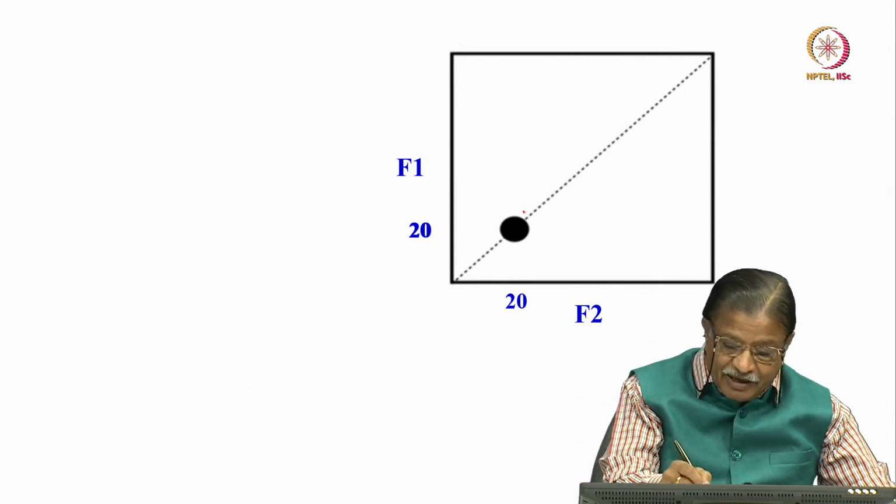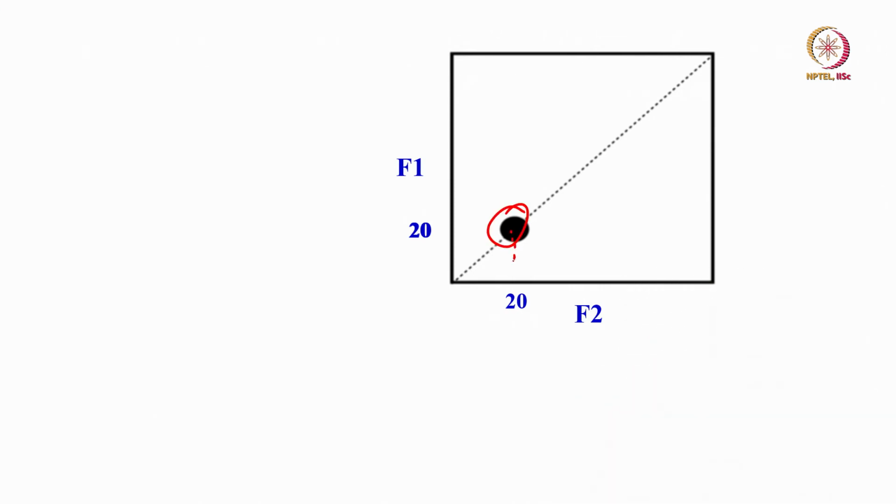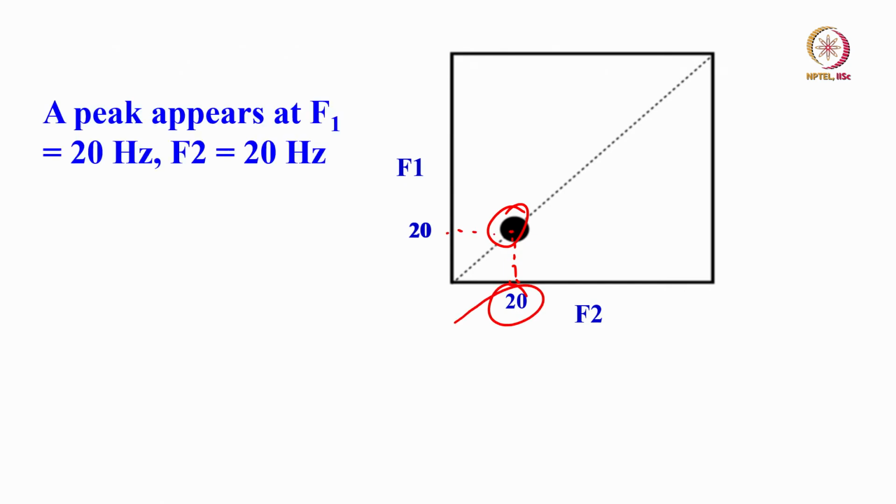Now I have a peak here. Draw a line here to the T2 dimension. You see it is at 20 hertz. Same peak here, you see at 20 hertz. It means I have a peak which appears in the F1 dimension at 20 hertz. In the F2 dimension also it is at 20 hertz.